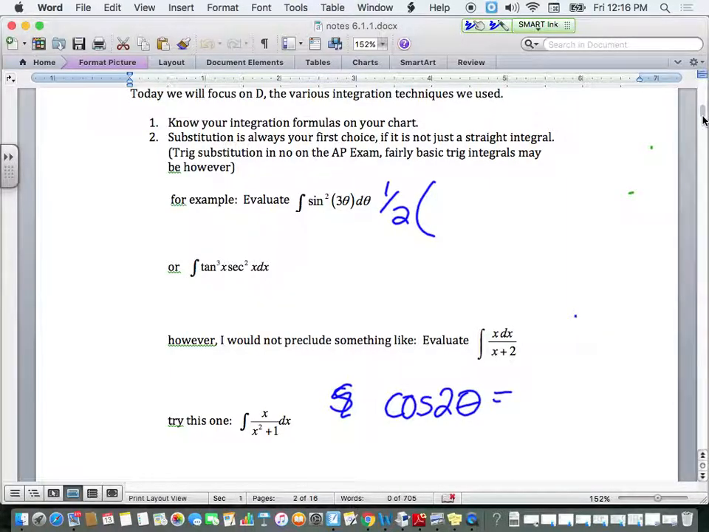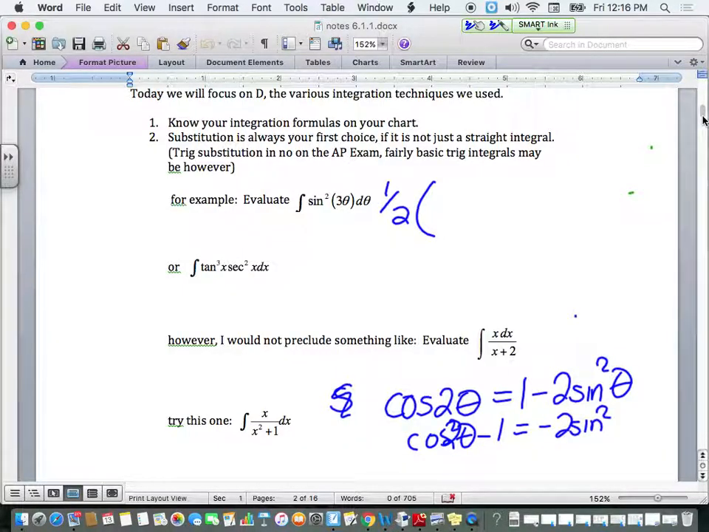I know this identity because if I know this, I can get the other. Cosine 2 theta is, oh my gosh, I'm forgetting the identity. It's 1 minus 2 sine squared. Yep. So if I solve for sine squared, cosine 2 theta minus 1 is negative 2 sine squared. So if I divide by negative 2, I get 1/2 times 1 minus cosine 2 theta.